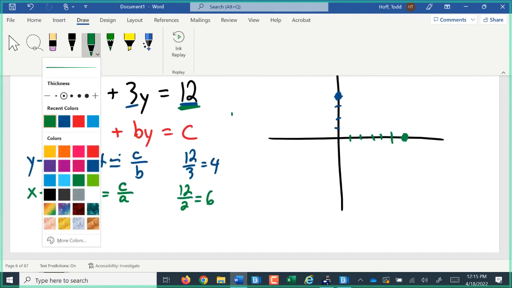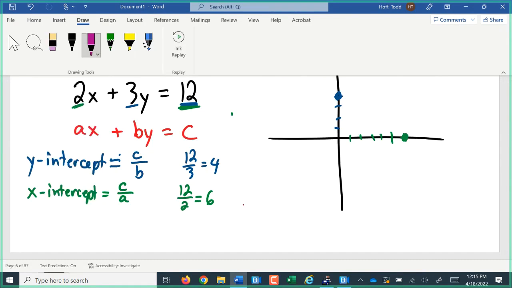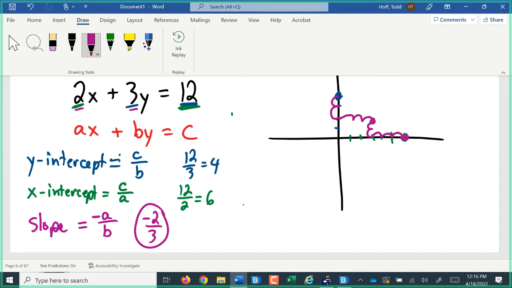The last thing we can find from that standard form is the slope. The slope is equal to the opposite of the value of a over b. So up here, a is 2 and b is 3. So the opposite of 2 would be a negative 2 over 3. So negative 2/3 is our slope. So if we go down 2 over 3 from your point, and we keep going down 2 over 3, we get another point, and notice that's actually our x-intercept. And our graph then would go through those points.